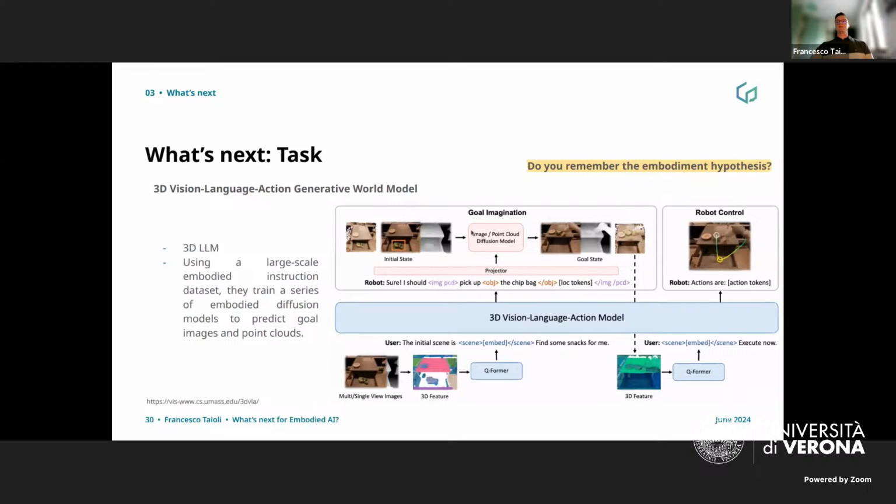The cool thing is that they also enlarge this type of model with a diffusion model, so I can also generate the final state of my action. If I want to grab the chip bag, I know that this will be the result, and I can generate the image and the point cloud, okay? From the 3D features, I can now execute the action and retrieve the robot control to perform that action, this type of movement. By the way, this requires a lot of GPU, of course, but the results are really cool. I encourage you to see the website.